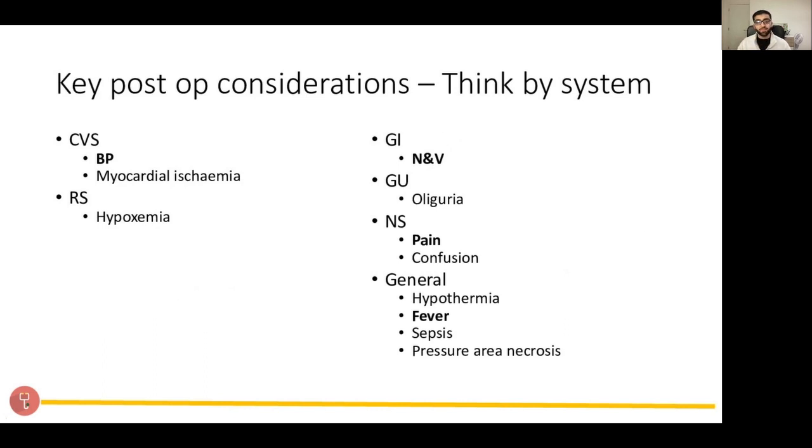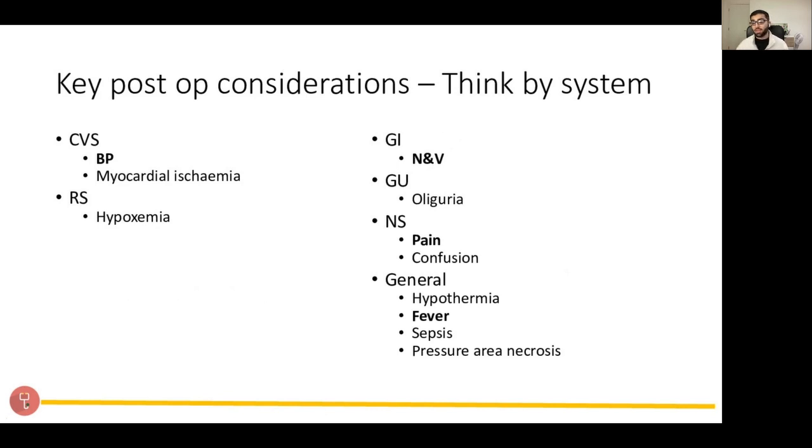In terms of the GI system, postoperative nausea and vomiting is a very common complication of a general anaesthetic, and that's something we're going to dive into a bit deeper soon. Oliguria is also common, especially if patients have been underhydrated and they might have suffered a pre-renal AKI. In terms of the neurological system, pain is very common, and this is something that we'll dive into a bit deeper. And also confusion after anaesthetic is very common.